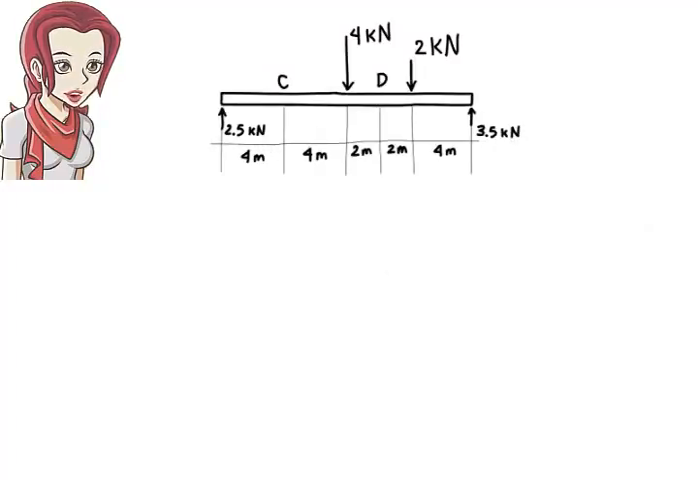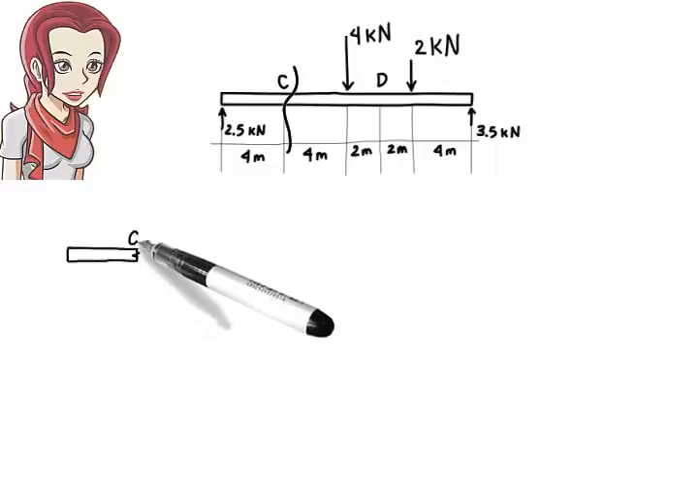Now, to determine the shear and moment at point C, we conceptually cut the beam at C and draw the free body diagram for either the left segment or the right segment, whichever is more convenient. Let's pick the left segment. Here is the free body diagram.